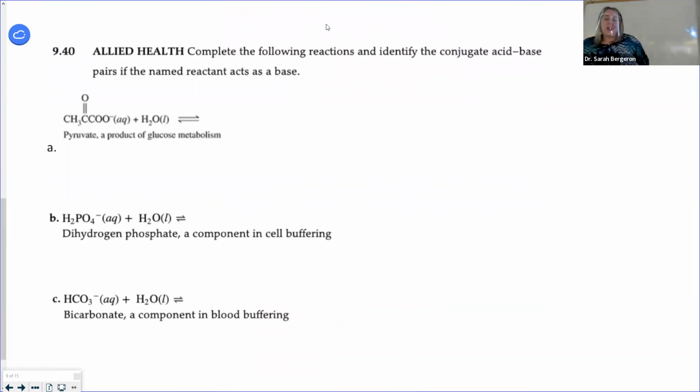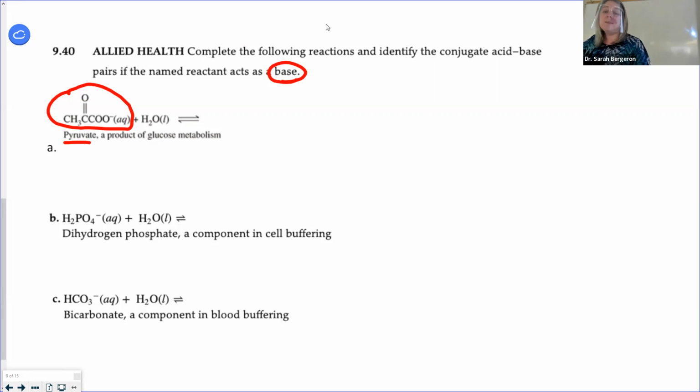All right, complete the following reactions and identify the conjugate acid-base pairs if the named reactant acts as a base. So the named reactant is a base. In A, what is the named reactant? Pyruvate. When you eat sugar, glucose goes through glycolysis, and the end product of glycolysis is pyruvate. So it's a product of glucose metabolism.